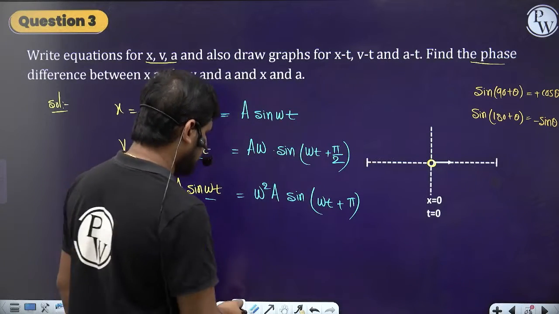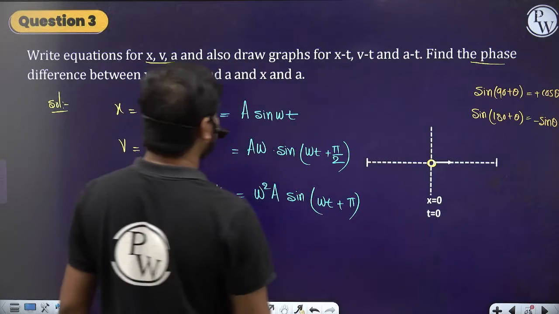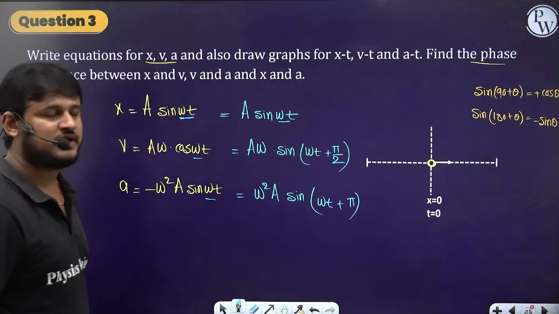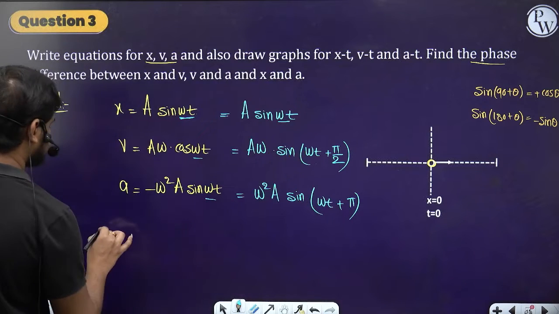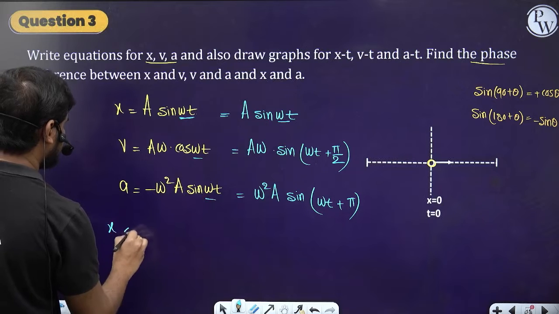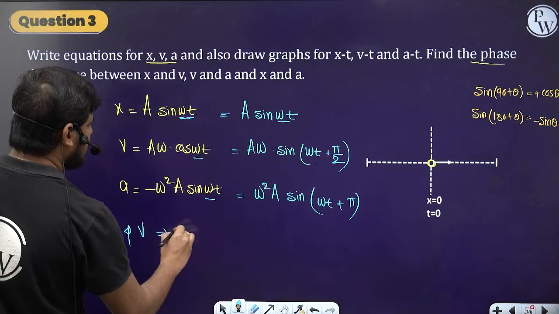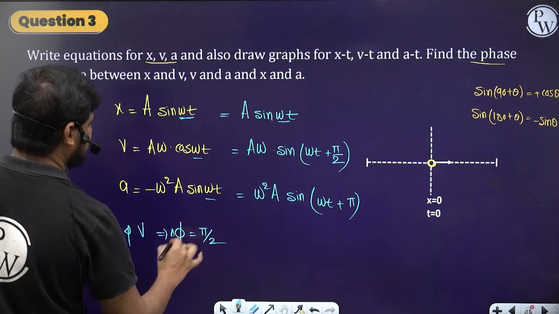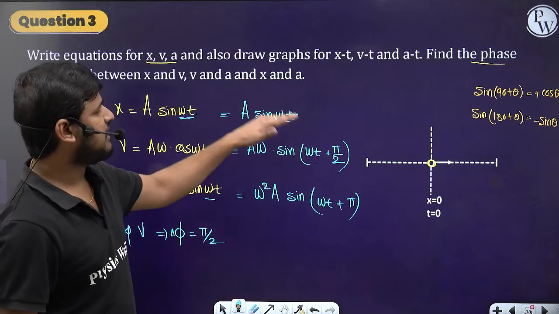Okay, chalo. Now you can observe the phase difference. Here sine omega t, here sine omega t plus pi by 2. So the phase difference between x and v is pi by 2. The phase difference delta phi, we write, is pi by 2.